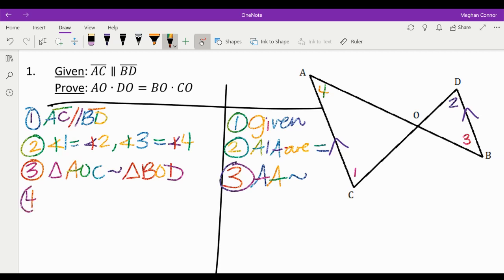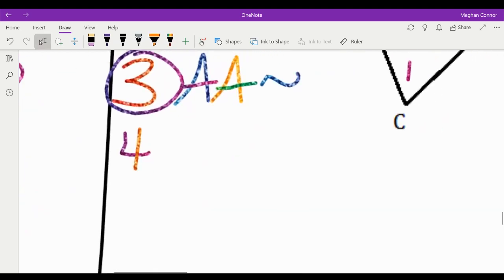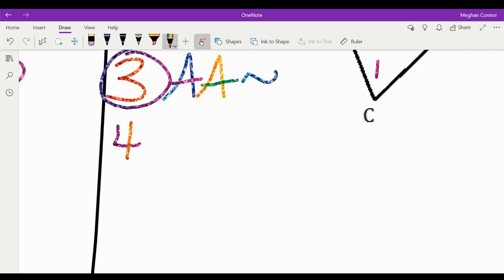AO corresponds to BO and CO corresponds to DO. And those are proportional to each other because corresponding side lengths are proportional.